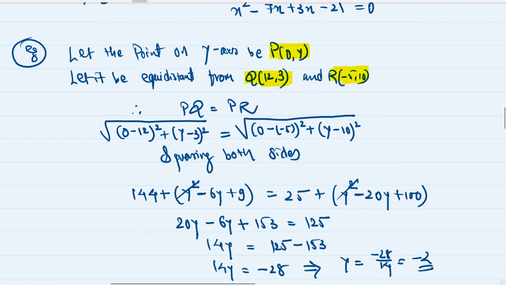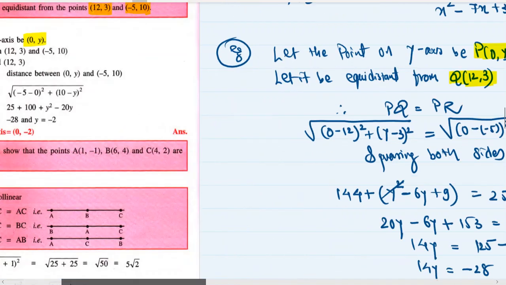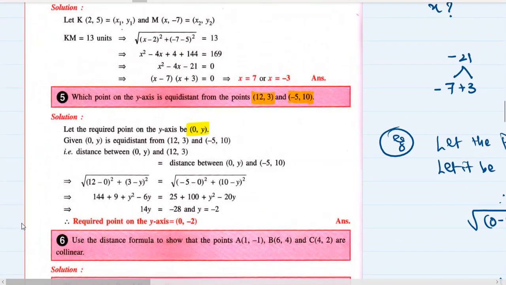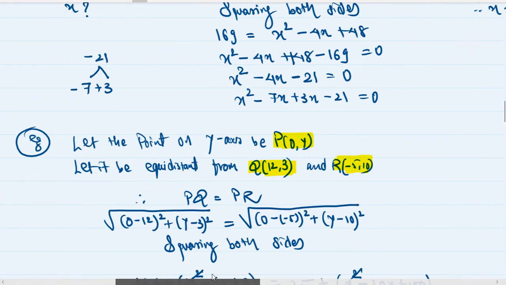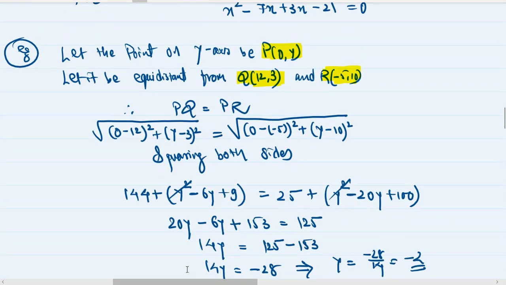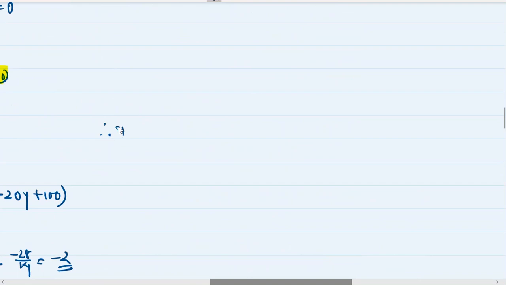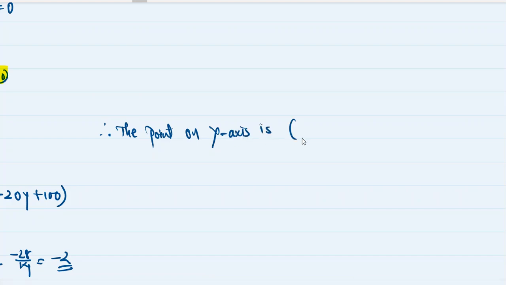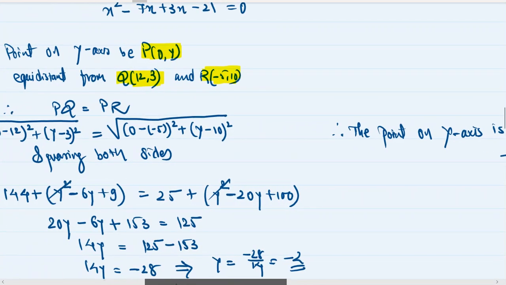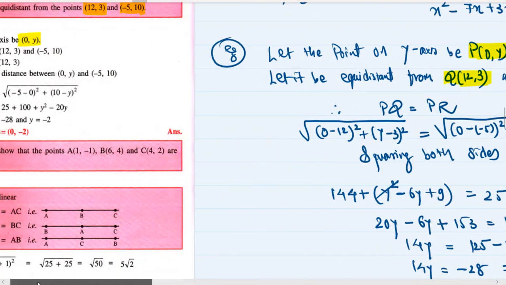Okay, so that's the value of y. What did we have to find? Which point on the y-axis is equidistant from these points? Okay, so the final answer which we have to write is, therefore, the point on the y-axis is (0, minus 2). (0, minus 2) is a point on the y-axis which is equidistant from Q and R, (12, 3) and (minus 5, 10).